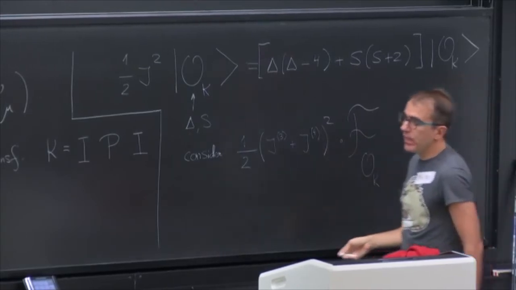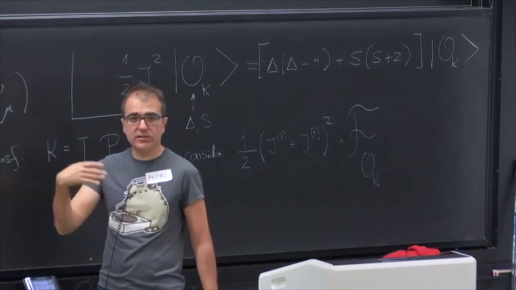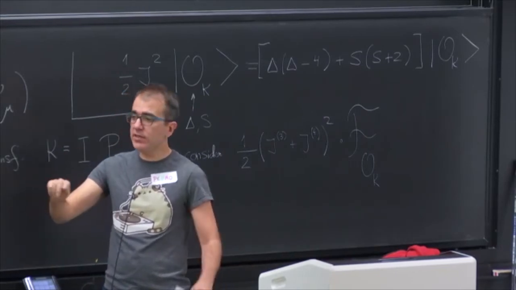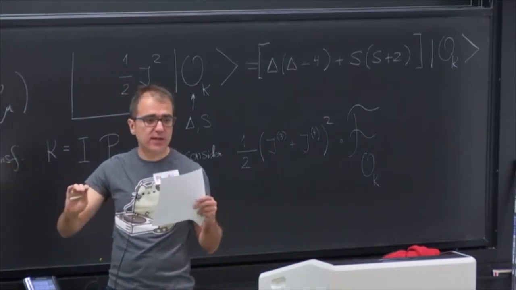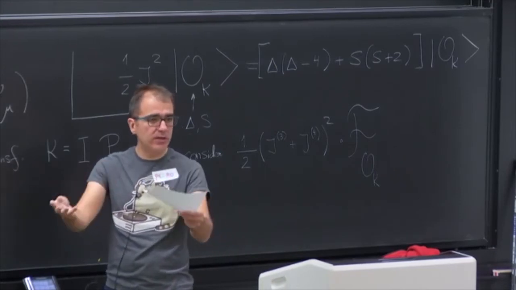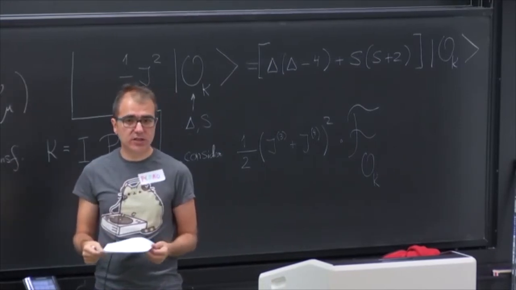Now let's see what we would get if we act on this. We will act on this conformal block, and we will see that the action can give two different things. From those two different things, we will get a differential equation for this conformal block.